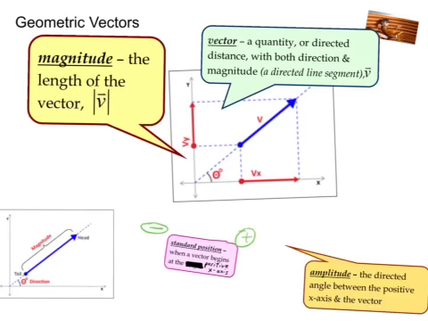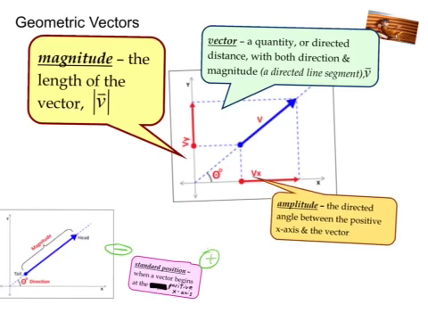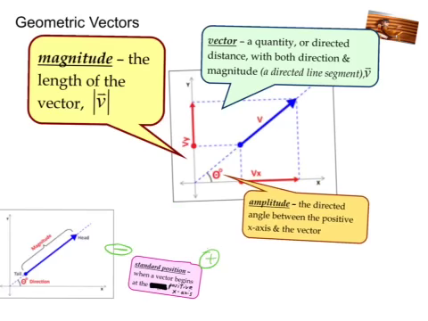Okay, so that's that. Amplitude. Well, the amplitude is the direction there. It is the theta, the directed angle between the positive x-axis and the vector we have. So the amplitude tells us the direction.